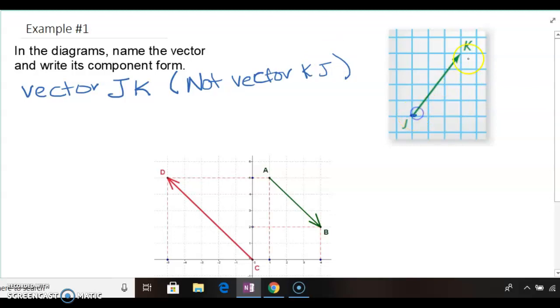Okay, this looks like a ray, right? We have a starting point and it goes off forever in this direction. But it's not. This is a vector, and the context of the situation will make it very clear whether you're talking about rays or vectors. So when it's talking about a vector, this is going to be my initial point. Okay, and then this right here is going to be my terminal point.